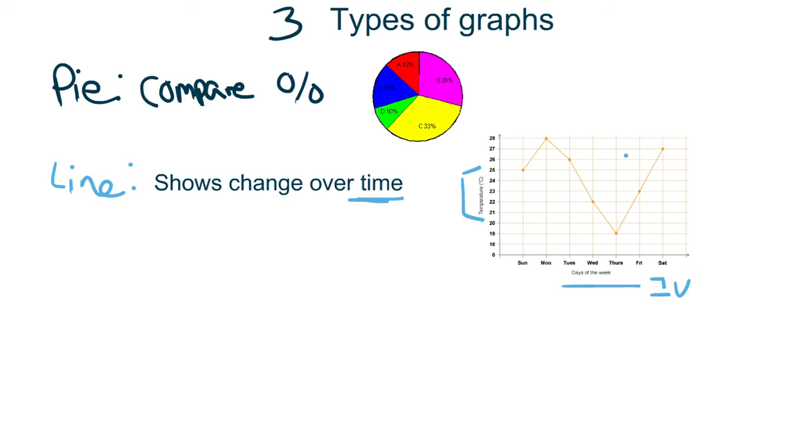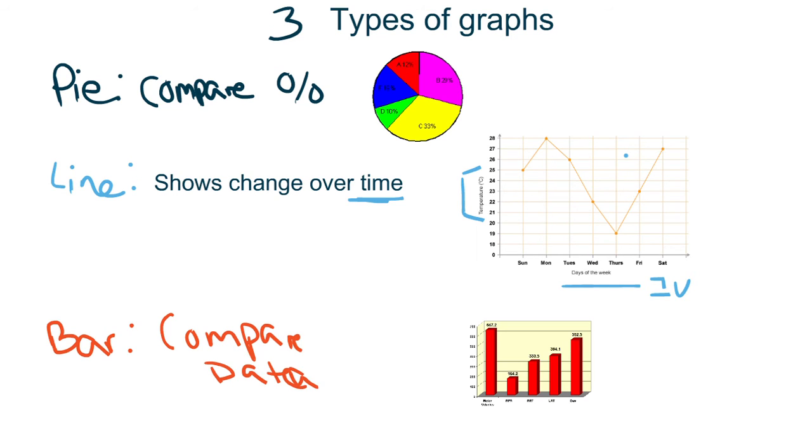Your last graph is going to be a bar graph. And a lot of people normally default to bar graph, and I honestly think it's because it's the easiest graph. A bar graph is used to compare data. Most of the time students struggle with, is it a line graph or is it a bar graph? Always ask yourself, is there time involved? If so, it's a line graph. Am I comparing? If so, it's a bar graph.